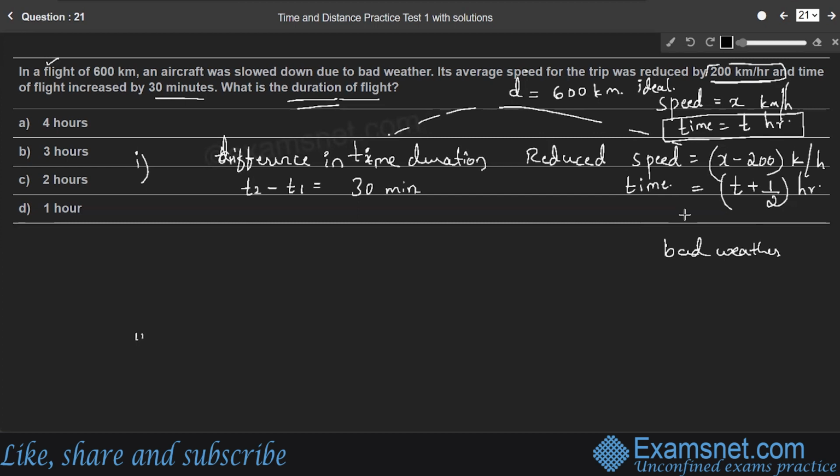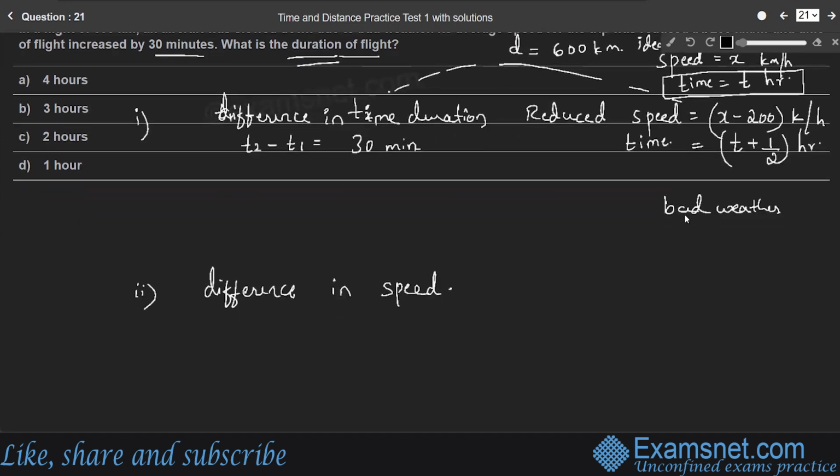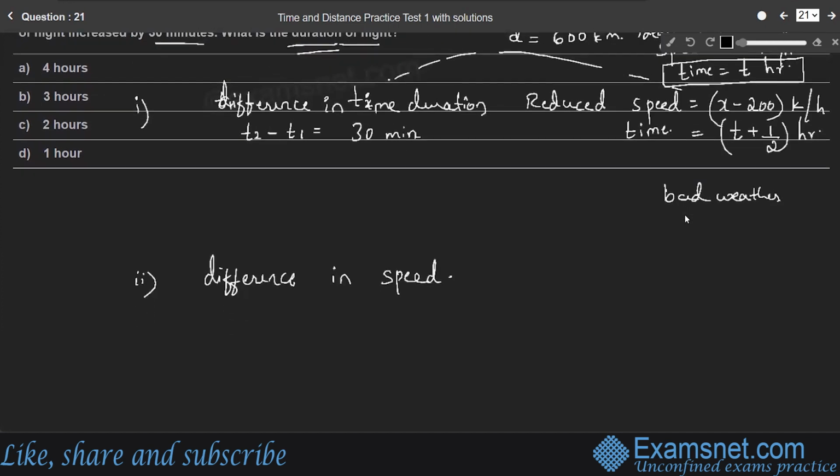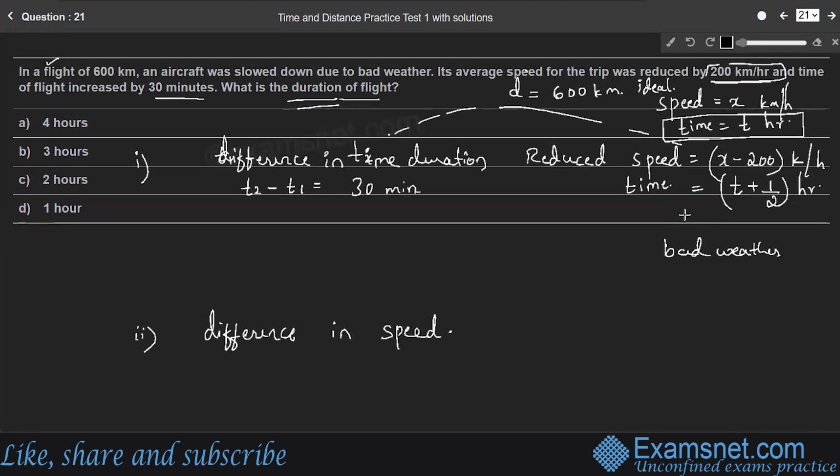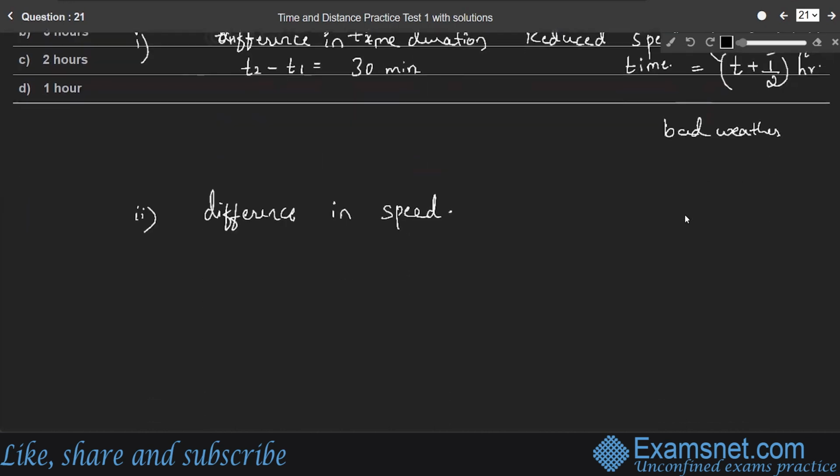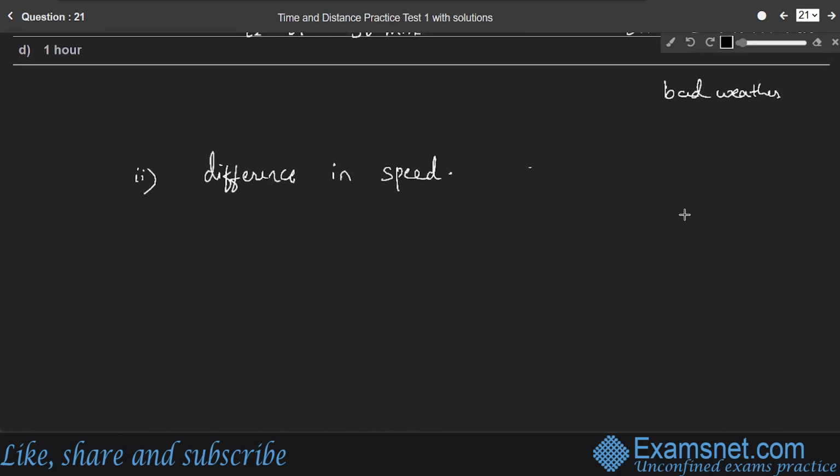Second method is difference in speed, or change in speed. Any method you can consider; we'll consider change in speed. The speed was reduced by 200 kilometers per hour. The original speed was x kilometers per hour, so the difference in speed is equal to 200 kilometers per hour.